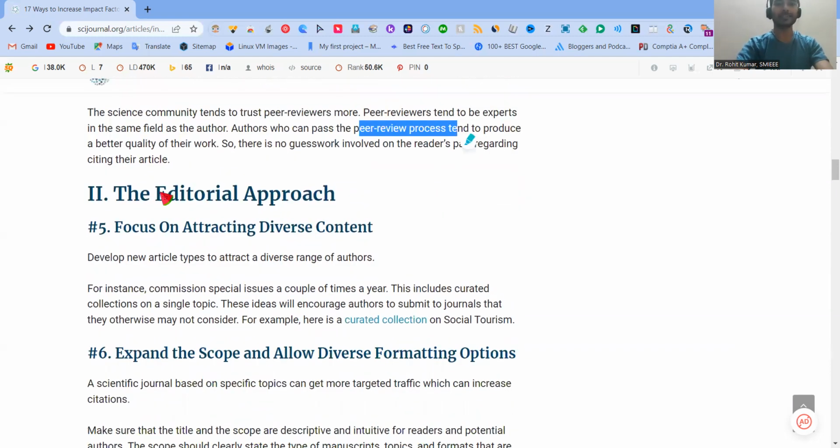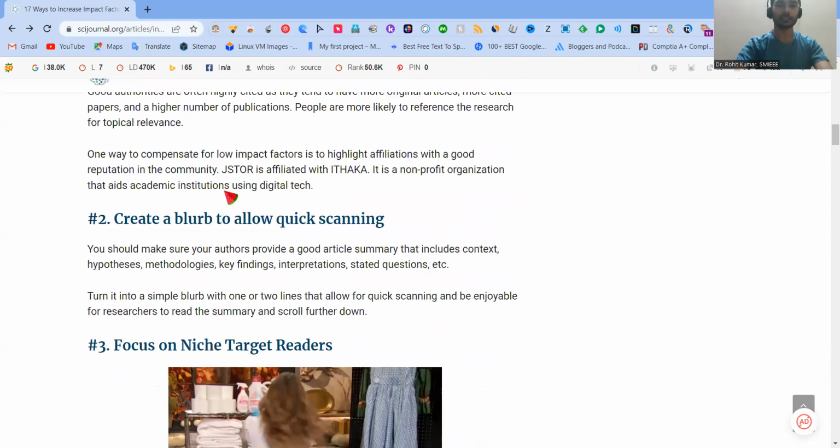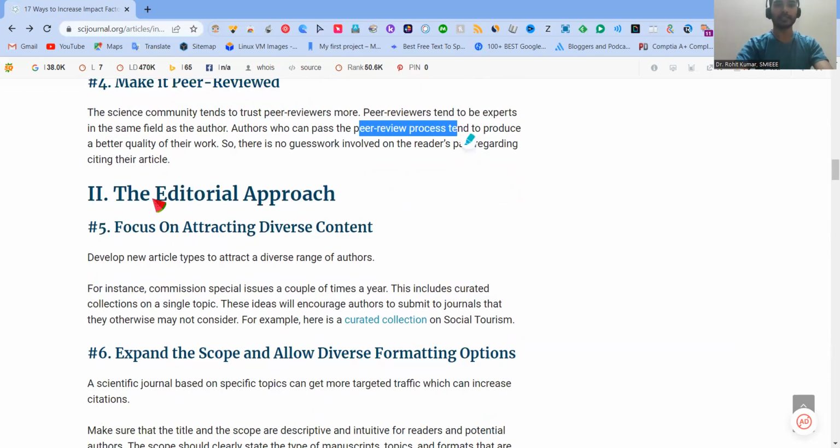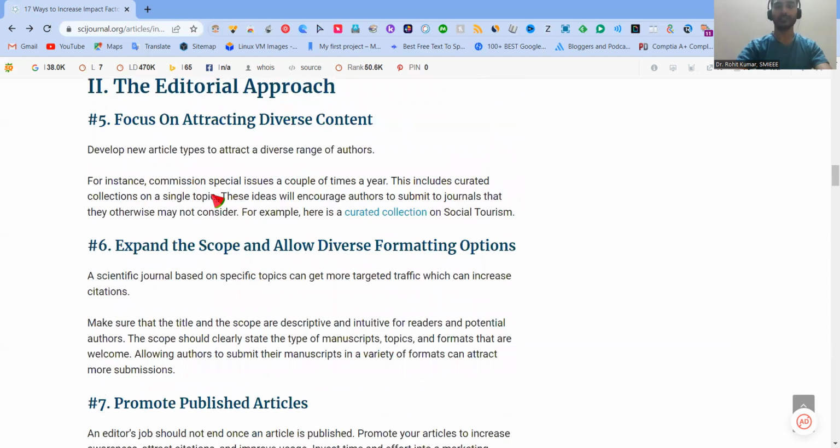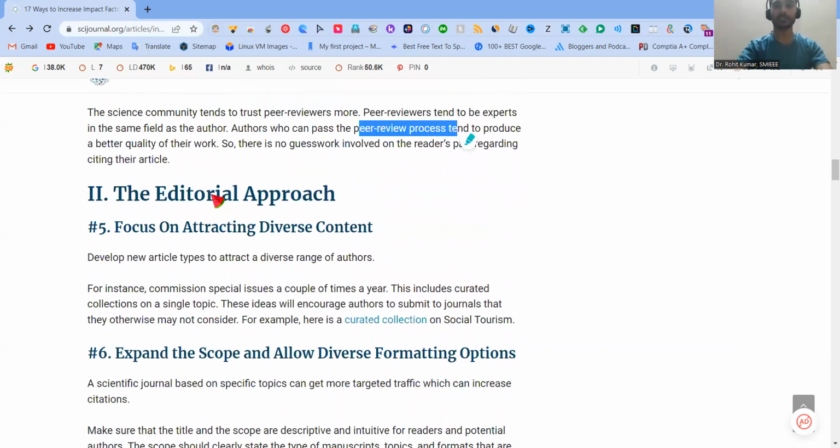These were the traditional approaches. Then the second category is the editorial approach. Editorial approach means that normally the editorial teams come into the picture and decide that yes, by doing these sorts of things, we can influence the impact factor of the journal.